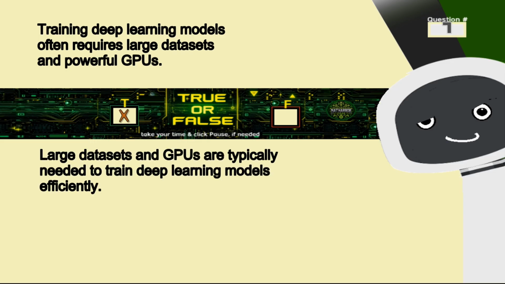True or false? Training deep learning models often requires large data sets and powerful GPUs. That's true. Large data sets and GPUs, that's graphical processing units, are typically needed to train deep learning models efficiently.